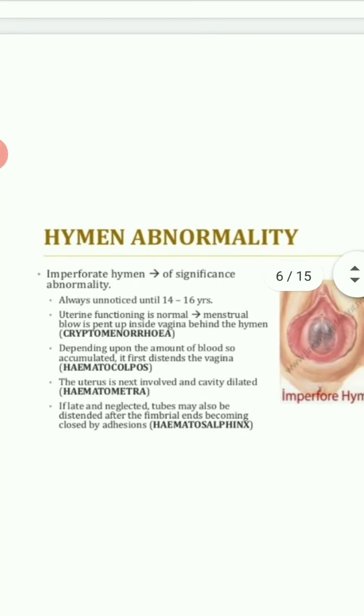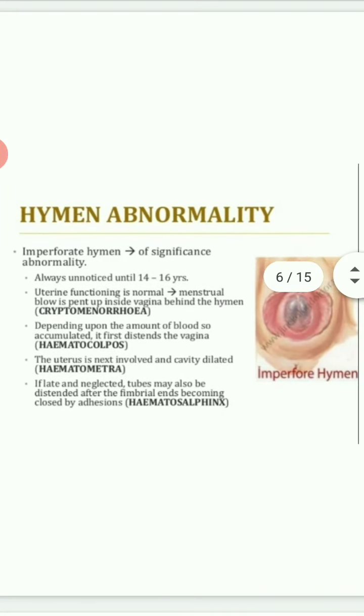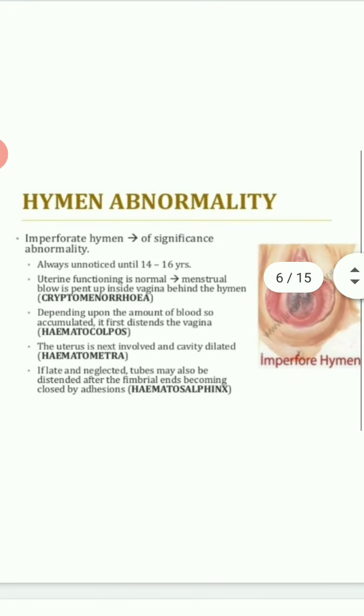Then coming to the hymen abnormality, that is the imperforate hymen, a significant abnormality, always unnoticed until 14 to 16 years. Uterine functioning is normal. Menstrual flow is pent up inside the vagina behind the hymen. That is called cryptomenorrhea. As we have said, it will be noticed only at 14 to 16 years.